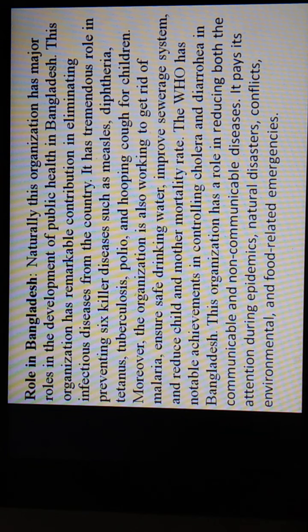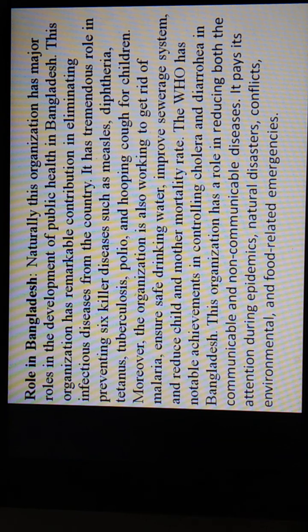The WHO has notable achievements in controlling cholera and diarrhea in Bangladesh. This organization has a role in reducing both communicable and non-communicable disease in Bangladesh. It pays its attention during epidemics, natural disasters, conflicts, environmental and food-related emergencies. That is, WHO always extends help to remove health hazard, to remove health problem, or help the affected people by giving medicine, vaccine, or providing necessary advice to the government of the poor countries of the world.